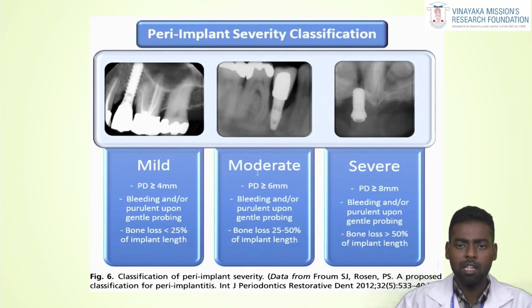Moving on to the severity state, it has been categorized as mild, moderate and severe. In the mild condition, we can see a pocket depth of more than 4 millimeters. In moderate, it is more than 6 millimeters. In severe, we can see a pocket depth of more than 8 millimeters. Bleeding and exudate are evident in all three categories, with a bone loss of 25% in mild, up to 50% in moderate, and more than 50% in severe conditions.